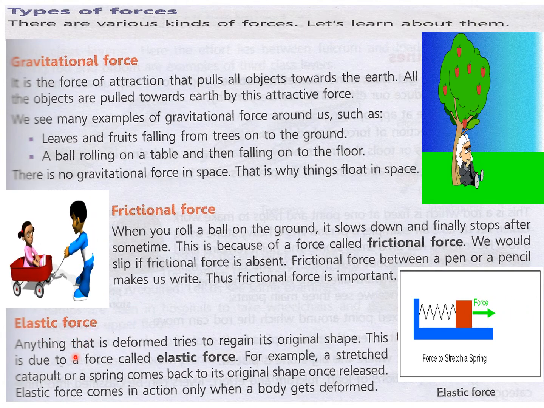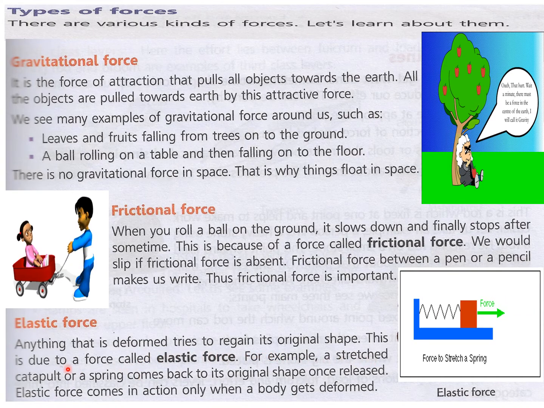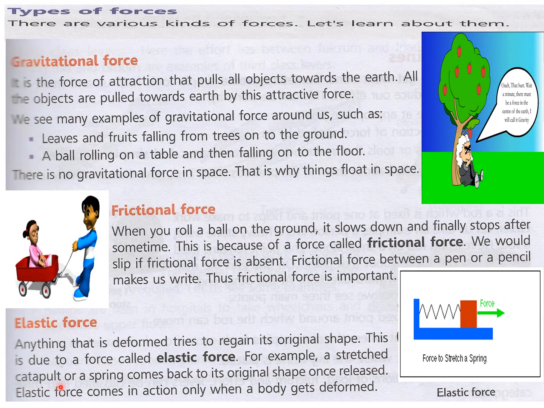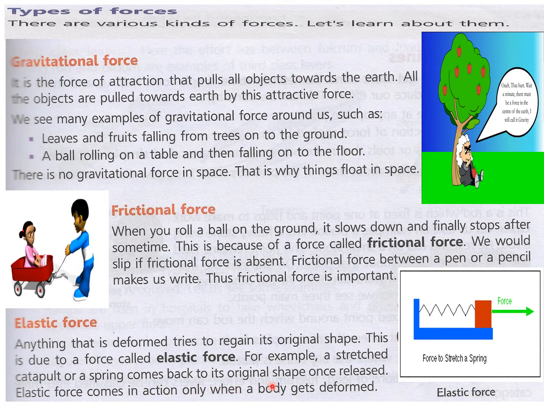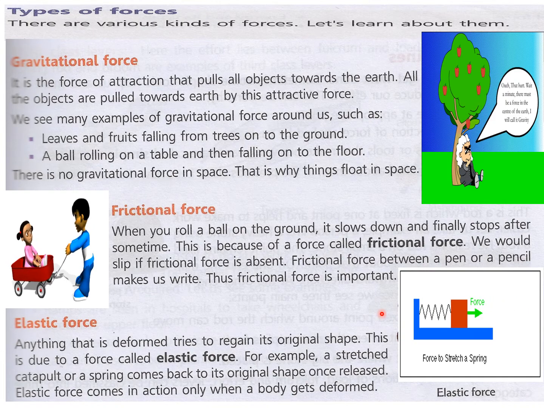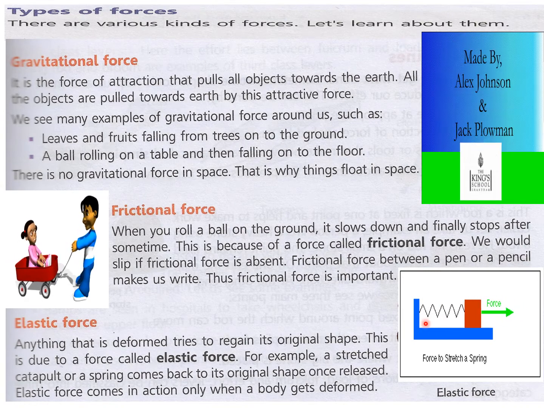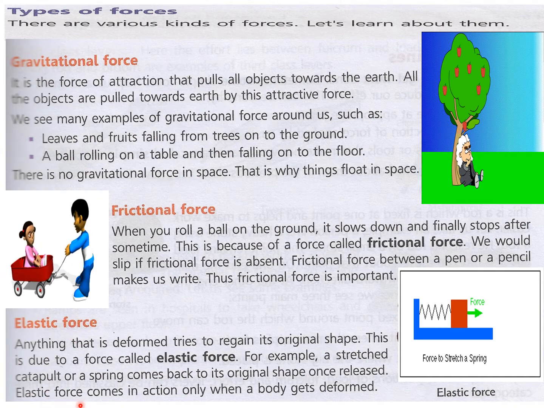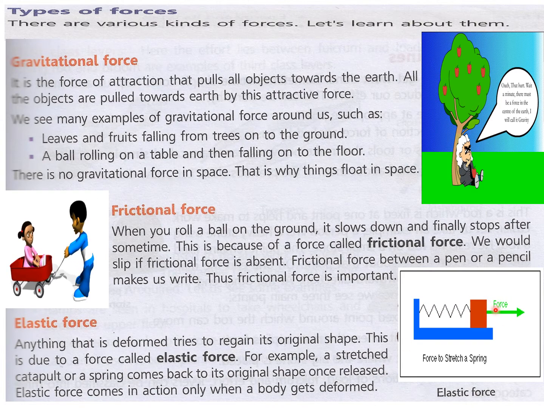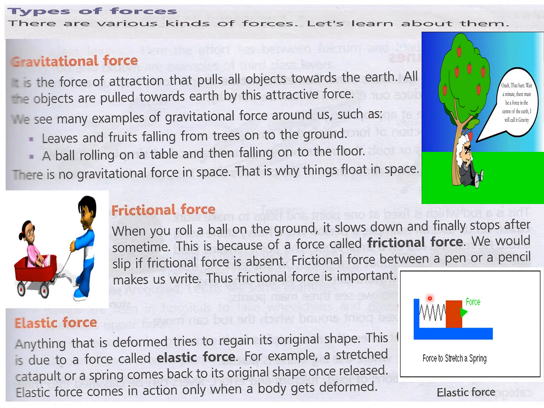Then elastic force. Anything that is deformed tries to regain its original shape. This is due to a force called elastic force. For example, a stretched catapult or a spring comes back to its original shape once released. Now when we release this spring, it tries to come back to its original shape. This force which is acting to bring it back to the original shape is known as elastic force. Elastic force comes into action only when a body gets deformed. When this force pulls this spring, only then does this elastic force pull it back and make it return to its original shape.